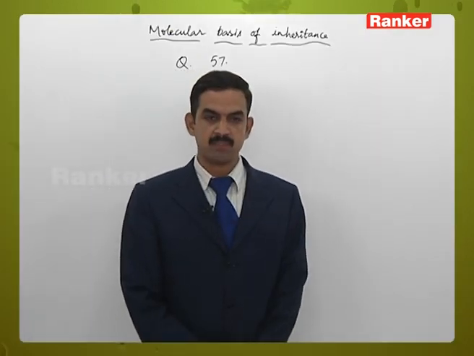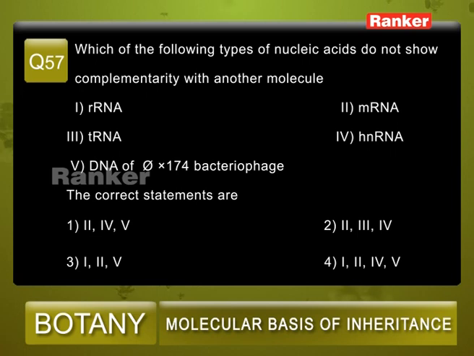Question number 57. Which of the following types of nucleic acids do not show complementarity with another molecule? Okay, here first one rRNA, second mRNA, third tRNA, fourth heterogeneous nuclear RNA that is hnRNA, and fifth DNA of φX174 bacteriophage. The correct statements are: first one, 2, 4 and 5; second one, 2, 3 and 4; third one, 1, 2 and 5; fourth one, 1, 2, 4 and 5.